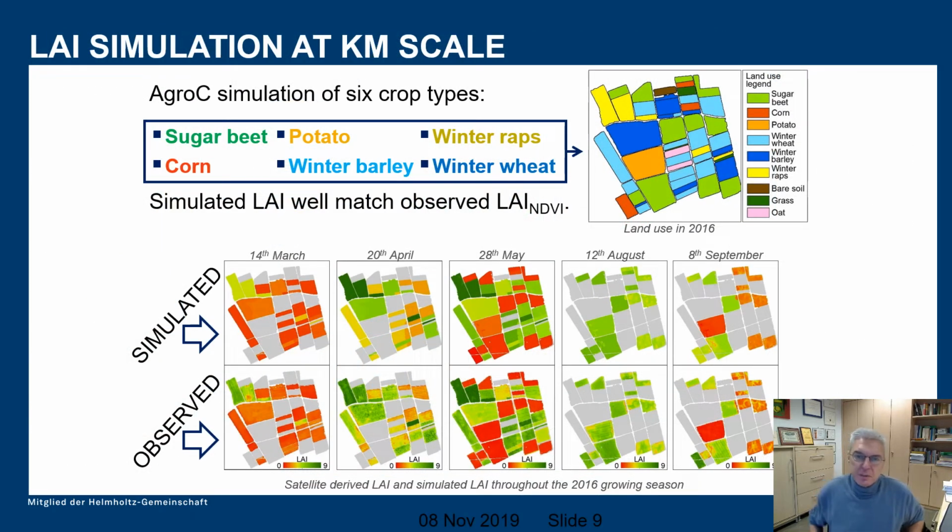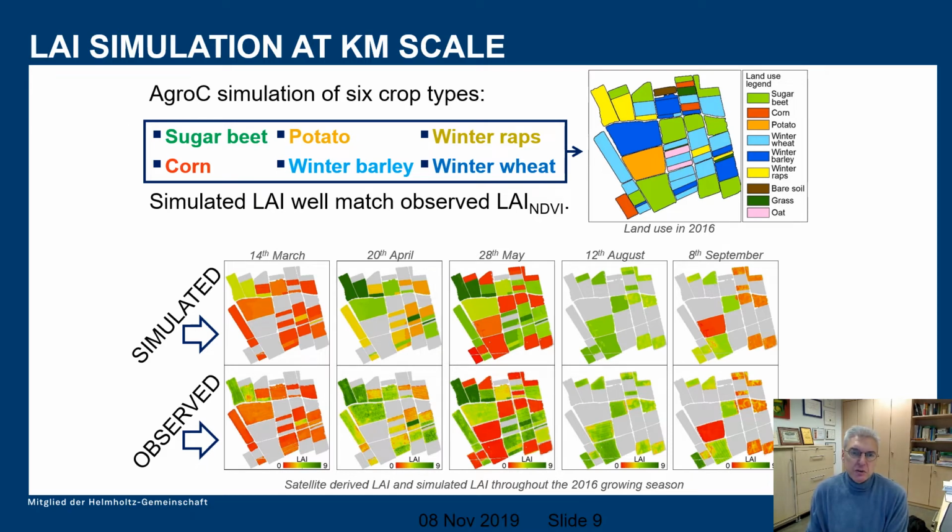Now, how good are these simulations? This is shown by comparing the simulated leaf area index with the observed leaf area index from satellite data. The upper panel shows the simulated results for different dates during the growing season of different crops. And the lower panel shows the observed one. And just by visual comparison, you can see that the simulated leaf area index values pretty much match the observed ones. And this is a good finding because it's not only done for one crop. You see the crops above: sugar beet, potato, winter crops, corn, winter barley, and winter wheat.